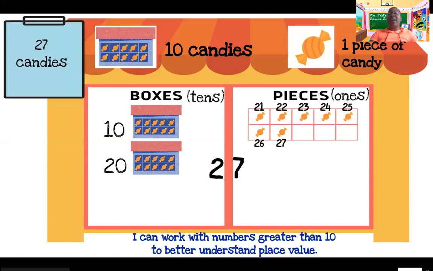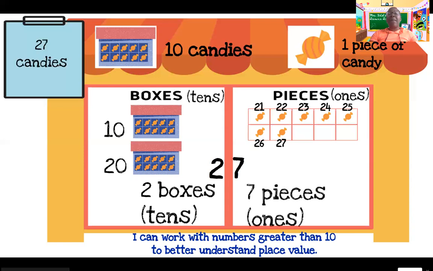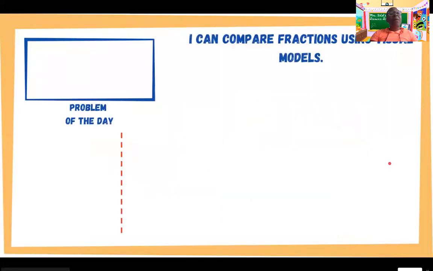Now we know that we have correctly represented 27 candies. We also know that 2 boxes is also 2 tens or 20 candies. And then 7 pieces is also 7 ones. And when we put them together, we get 27 candies. Great job, littles.